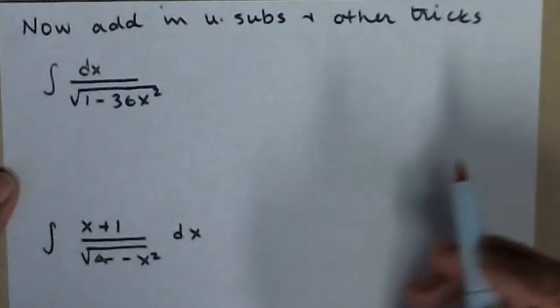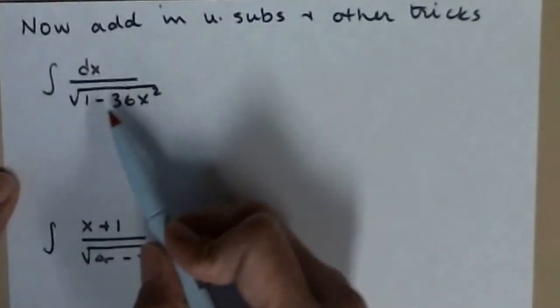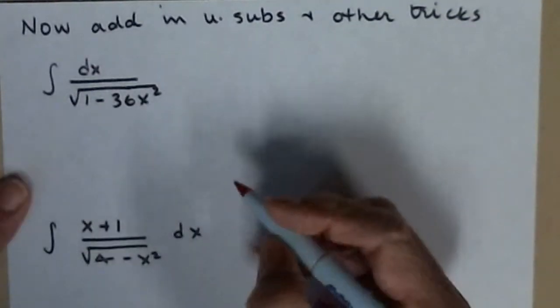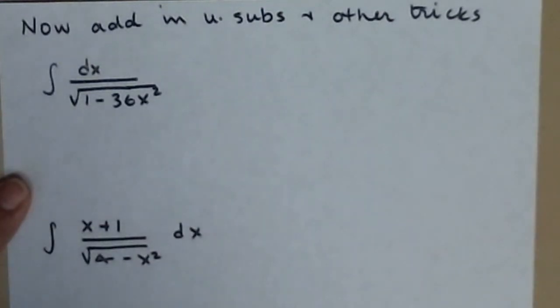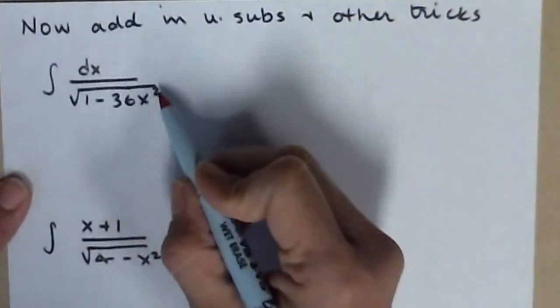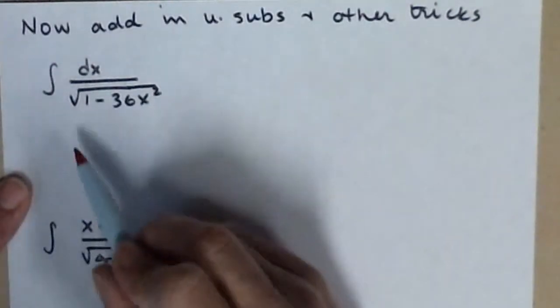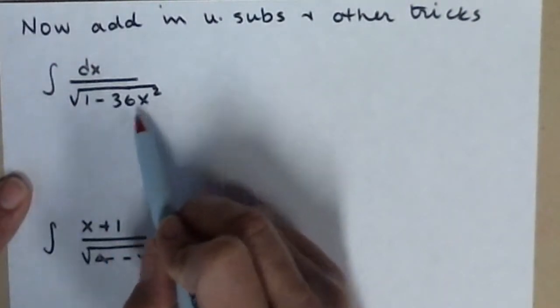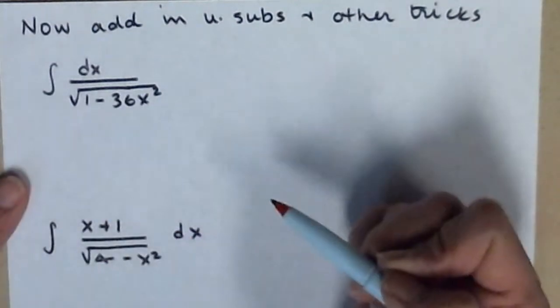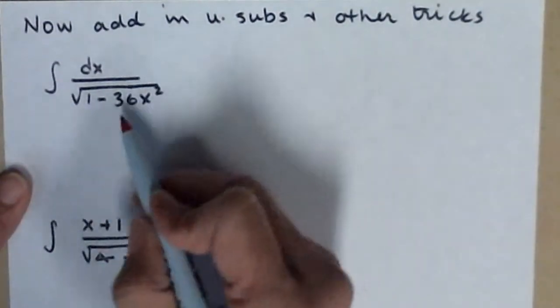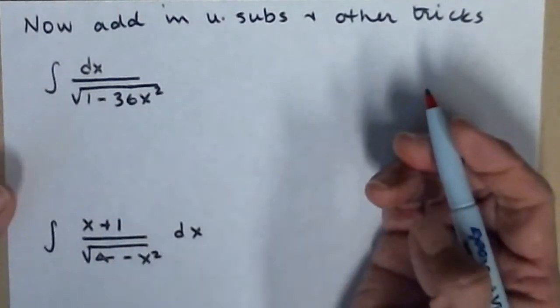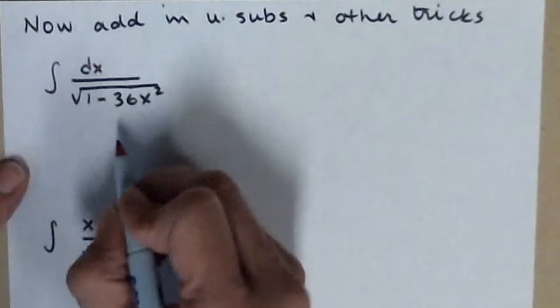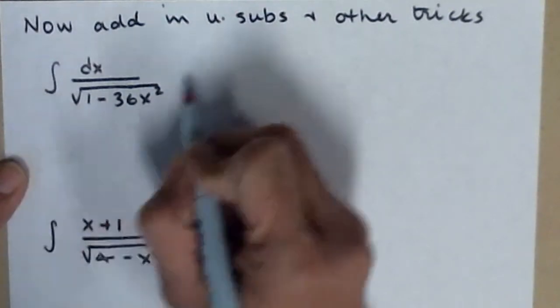So this first one, if I take a look at it, I'm integrating dx over radical 1 minus 36x squared. So it kind of feels like an inverse sine. I still have my radical. My variable term is second with a minus sign in front. But it's not 1 minus x squared, it's 1 minus 36x squared. So here's what we need to do. I need to do a u sub on this one.